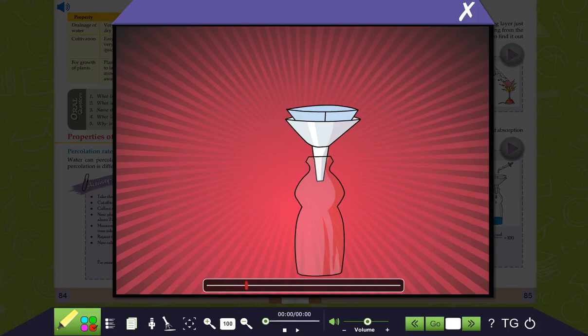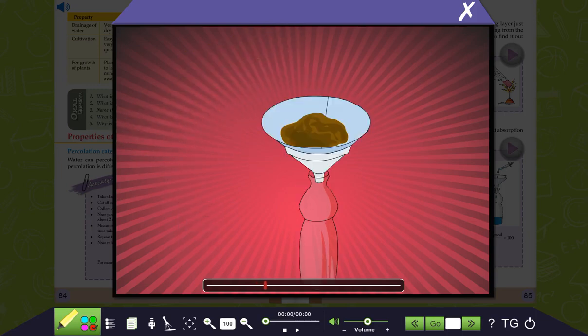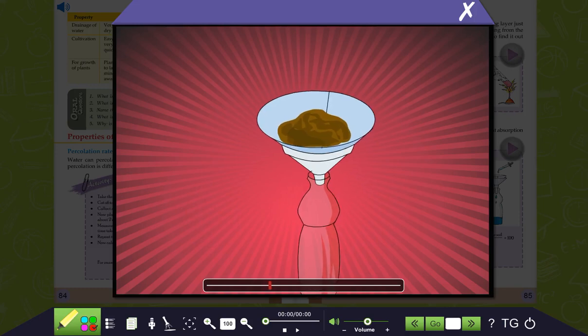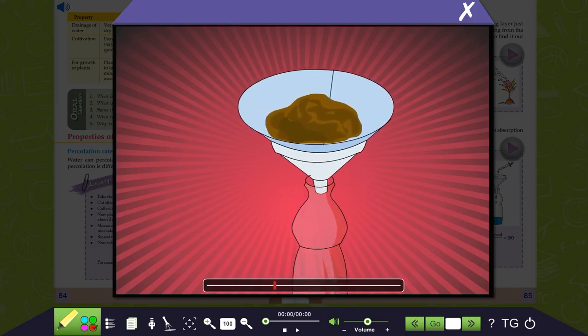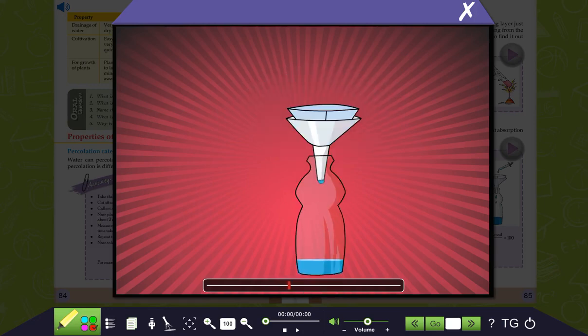Measure some water, say 100 ml, using a measuring cylinder and pour it drop by drop on the soil with a dropper. Pour water all over the soil and not at one spot. Keep pouring till water starts dripping. Subtract the amount of water left in the measuring cylinder from the amount of water you started with. This is the amount of water retained by the soil.